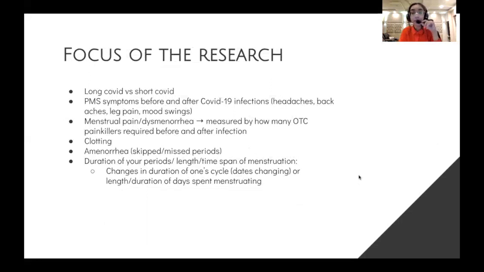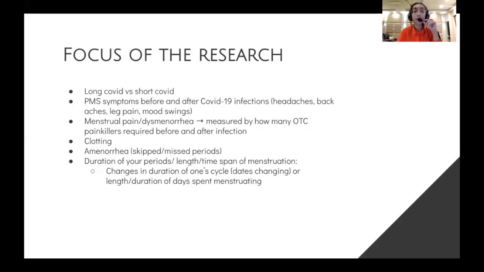Now, the focus of this research will be, as mentioned before, primarily on long COVID versus short COVID. We'll look at all the PMS symptoms. Here I've just listed a couple, but we will be looking at the official list of the entirety of all PMS symptoms and how each one of them is affected or not by COVID-19 infections, be it long or short, and regardless of which variant it is.